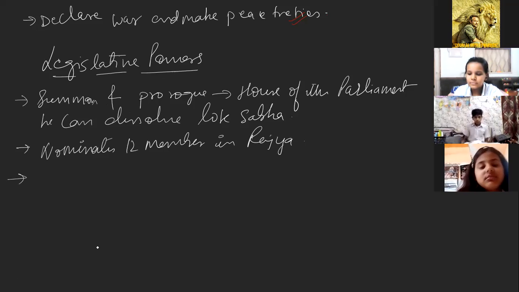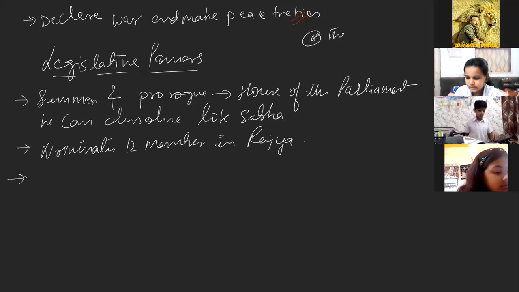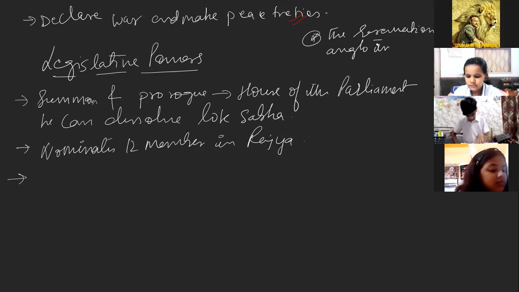And 2 members are nominated in Lok Sabha, from the Anglo-Indian community. But this provision has been removed. If you have an old book, please cancel out that point. Now there is no reservation for the Anglo-Indians. I'm telling you here, the reservation for Anglo-Indians is removed. So he nominates 12 members.